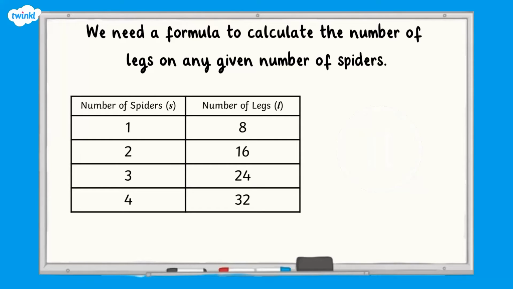Our unknown is L, so the first part of our formula will be L equals. Now let's look at the relationship between S and L. L is 8 times greater than S. Therefore, L equals 8 multiplied by S, or 8S.